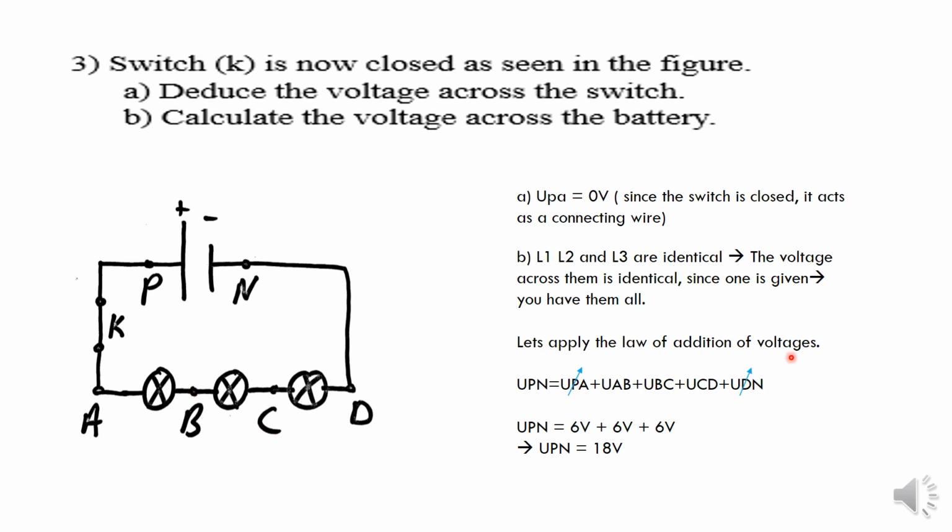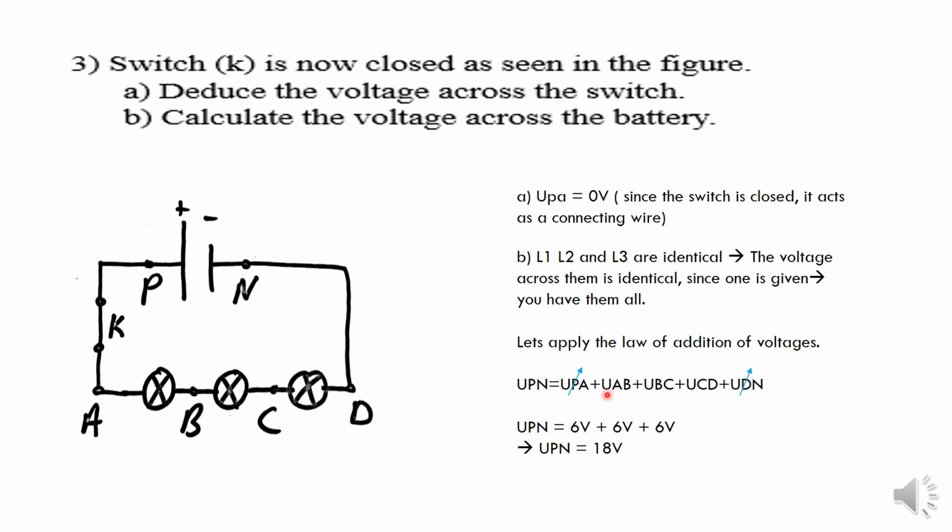Let's apply the law of addition of voltages to find the voltage across the battery. So UPN equals UPA. Again, we follow consecutive points. UPA plus UAB plus UBC plus UCD plus UDN. UPA is crossed out. Why? Since here we have a switch, and a closed switch acts as a connecting wire, so it equals 0. UDN is crossed out. Why? Since it is a connecting wire.